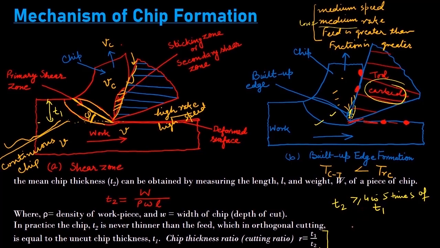What happens if we take T2 as 5 times T1? Then this R equals 1 upon 5, so it will be 0.2, or suppose it is 1 upon 4.25. So this chip thickness ratio, or cutting ratio, is always lower than 1. Now come to the next slide.